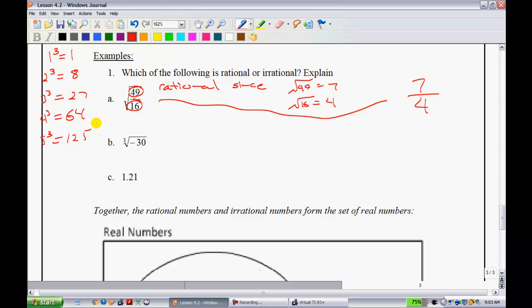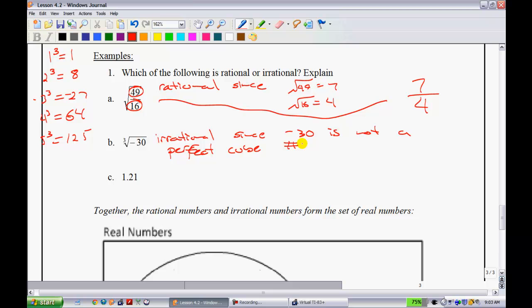Now, incidentally, if I put a negative in front of all those, like if I made this -3 cubed, you'll get -27 over here. Well, since -30 does not fall into that list, we can say that it is irrational, since -30 is not a perfect cube number. Okay. Now the next one.